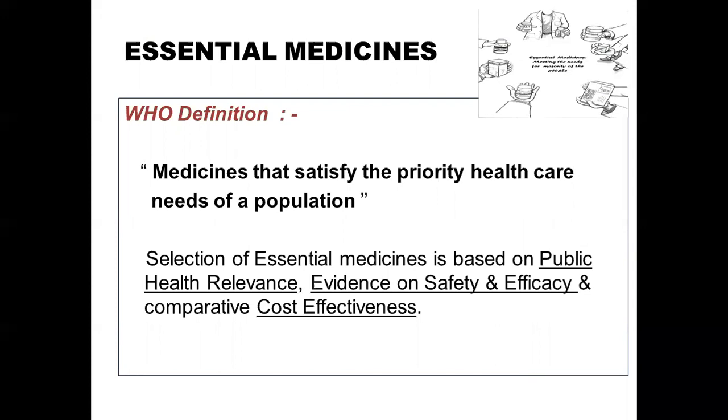Now, what is the definition of essential medicines? The medicines that satisfy the priority healthcare needs of a population are called essential medicines. This is a WHO definition. Now, the selection of essential medicines is based on public health relevance, evidence on safety and efficacy, and comparative cost effectiveness. This I'll explain further with some examples. So at this point, you have to remember the definition of essential medicines. These are the medicines that satisfy the priority healthcare needs of a population.